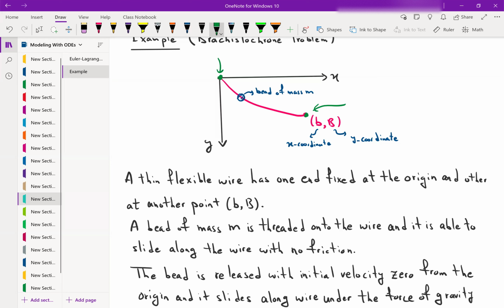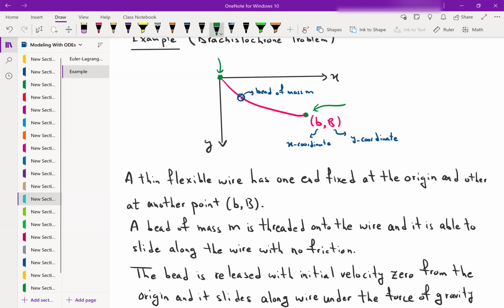Now, the question is that if we assume that the bead is sliding due to the force of gravity, the only force that is being applied to the bead that causes its motion, what should be the shape of this wire to make sure that the amount of time that it takes the bead to travel from the origin to the point with coordinates little b comma big B is shortest? We want the least amount of time. This is a beautiful problem.